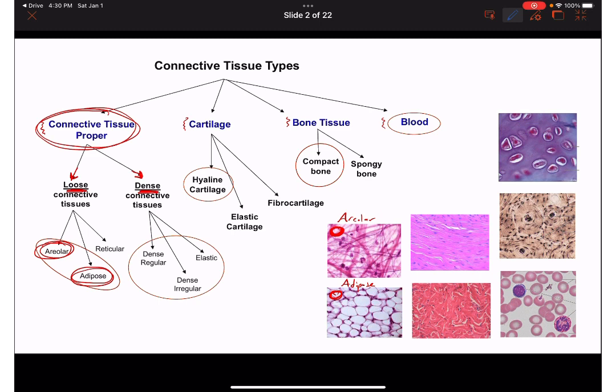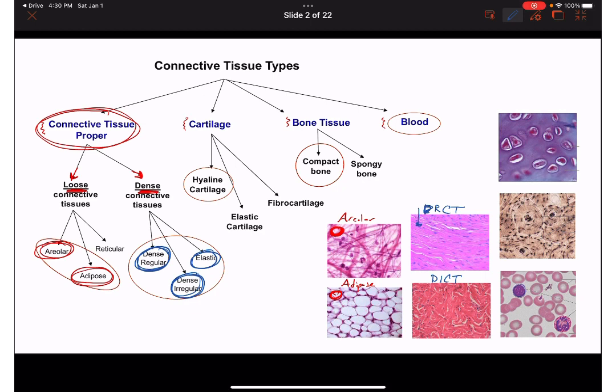Then we have the dense connective tissues, still under connective tissue proper. And there's a few of these that we're going to look at in class. There's dense regular connective tissue, dense irregular connective tissue, and also elastic tissue. And this right here is, I'm just going to abbreviate this, dense regular connective tissue, and down below, dense irregular connective tissue.